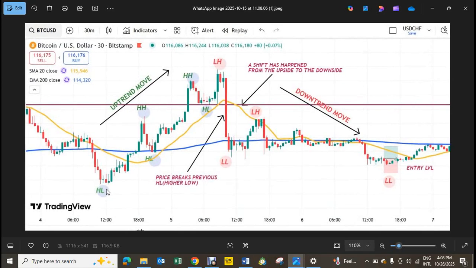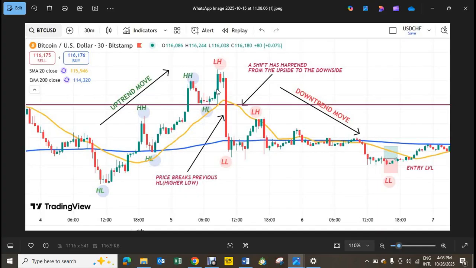Now quickly, let's see. You can see we have a higher low down here, right? We have higher high upward, higher low upward, higher high upward. We also have an HL below, right? You can see I put it there, uptrend move. That's an uptrend market move, an upward or bullish momentum. The market is in an uptrend move, right?